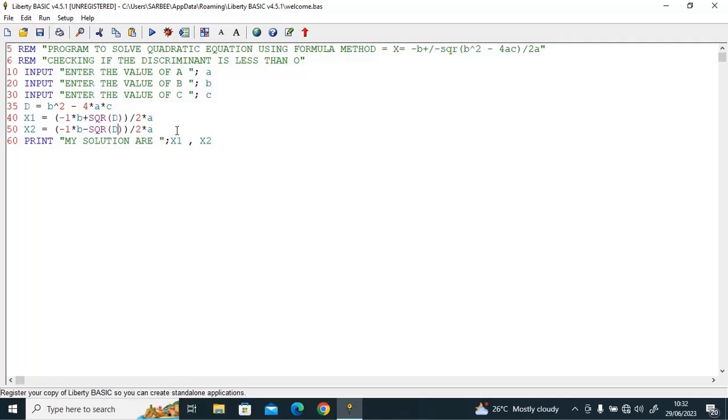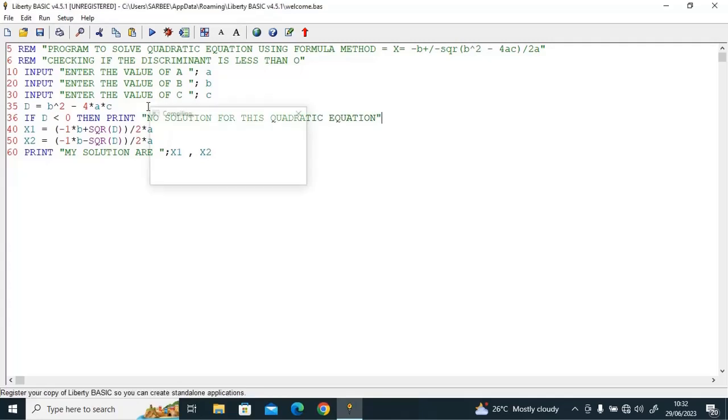So let's now check our condition. If the d is less than 0, what do you want to do? So we make the condition here. Let me make it line 36. If d is less than 0, then print: no solution for this quadratic equation, an imaginary solution. You can't get the answer. So once you enter it, before your teacher even calculates it, you know whether there is a solution or no solution. So let's run this together.